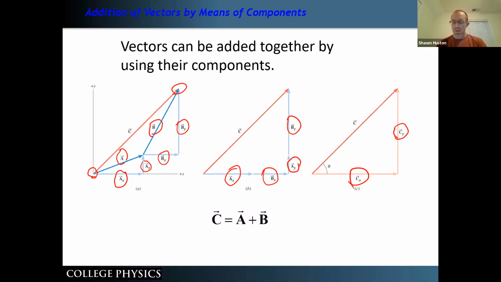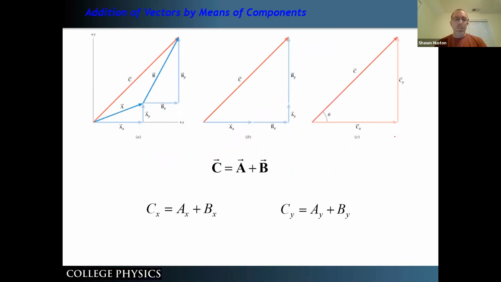All right. So if I want to figure out the x component of vector C, well, then I add up the x components of A and B. Same thing with the y components. Okay. And in this way, it gives me actual numbers to work with.